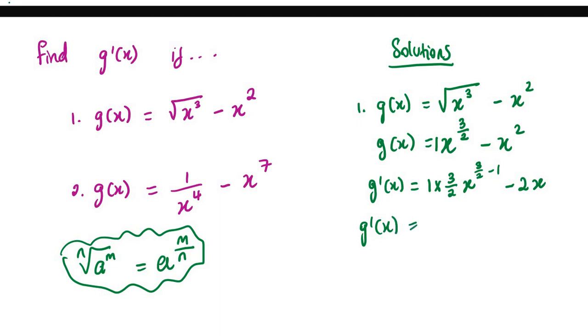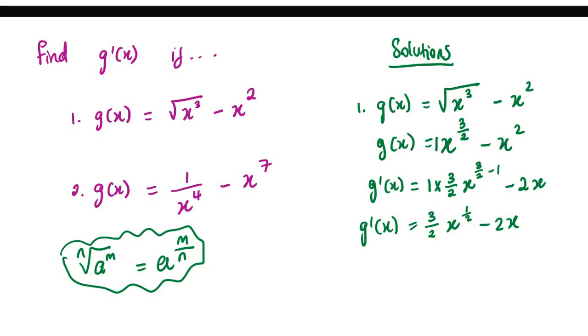So I'm left with simplifying. What is 1 times 3 over 2? It is 3 over 2. What is 3 over 2 minus 1? That gives me a half. And then minus 2x. Very good. Good people, if you leave it here, you are going to get your full marks.